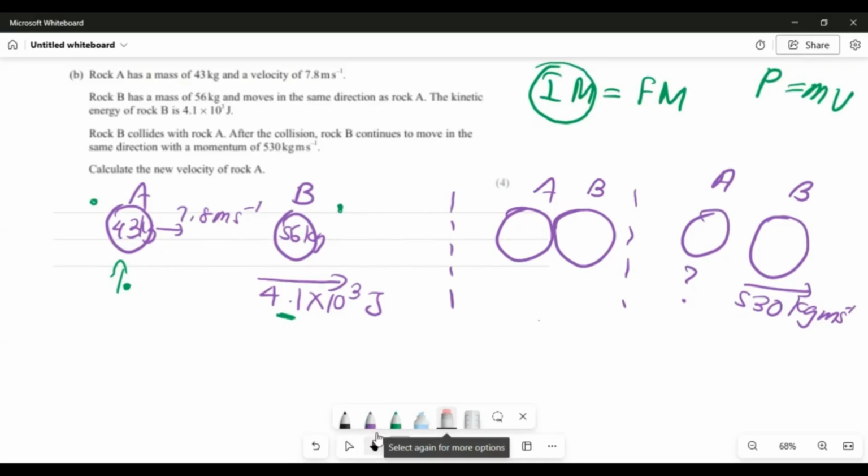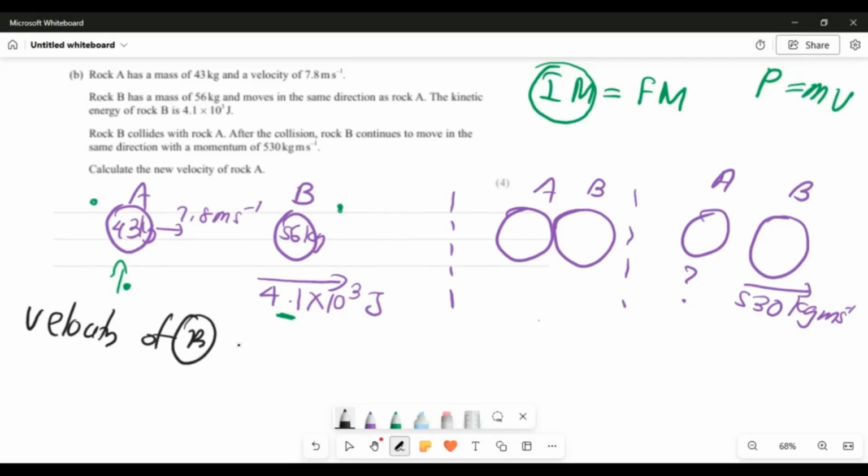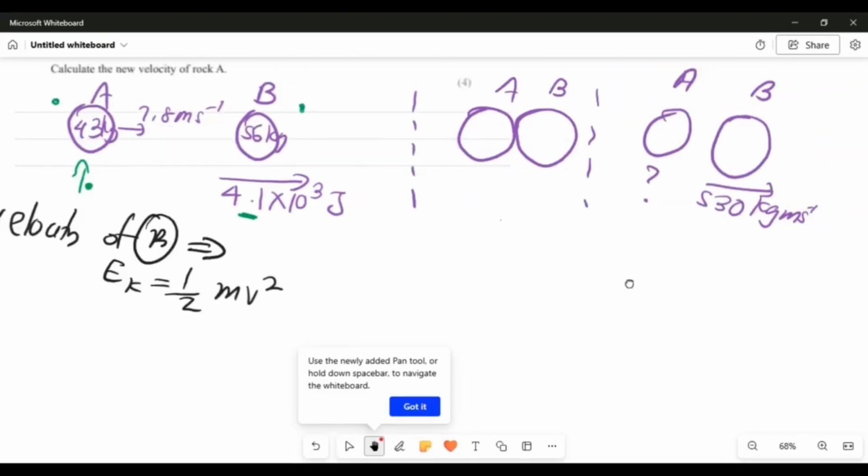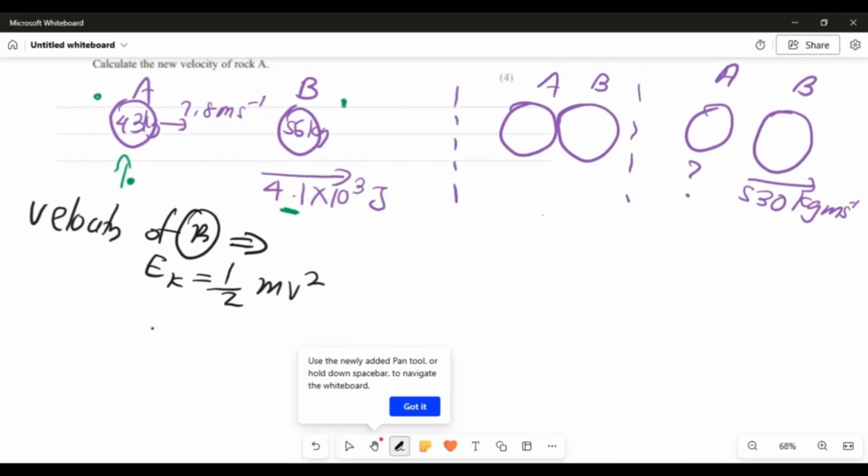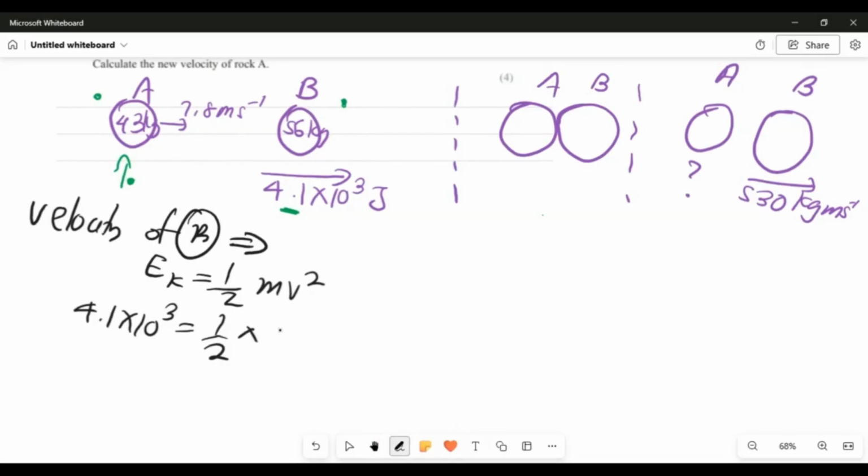First, we'll calculate the velocity of B. Actually, this is the initial velocity of B. So you know that kinetic energy is equal to half mv squared. So kinetic energy is 4.1 into 10 to the power 3 joules, half into the mass is 56 kilogram into V squared. So we have to find the value of V here.